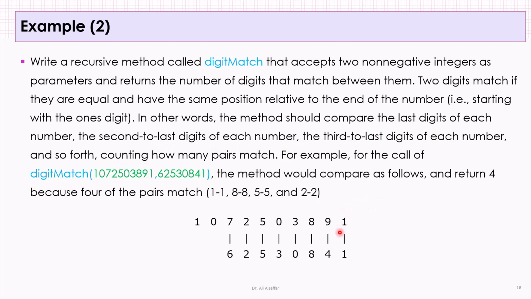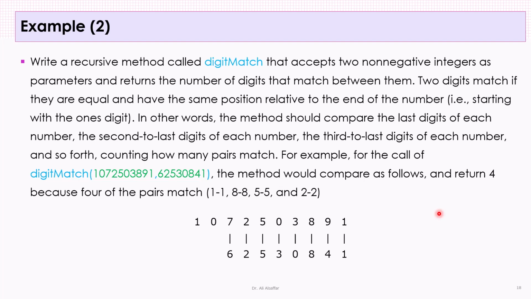That means we compare 1 with 1, and we compare 9 with 4, and we compare 8 with 8, and we compare 3 with 0, and so on. And in every comparison, we count how many pairs match. In this example, we have exactly 4 matching pairs. The first of these matching pairs are in the ones digit. As you see, 1 is equal to 1, 8 is equal to 8, 5 is equal to 5, and 2 is equal to 2.